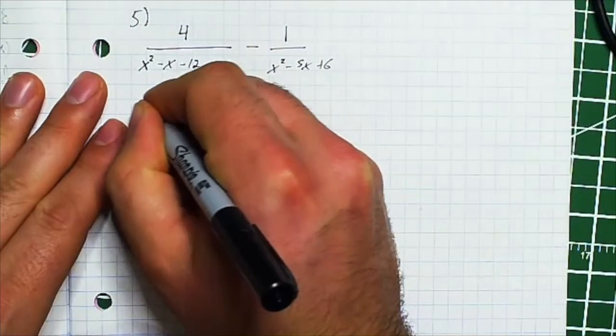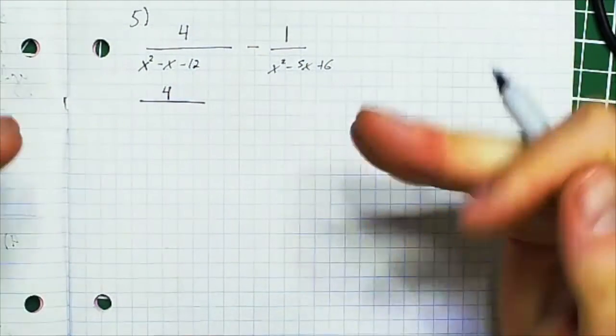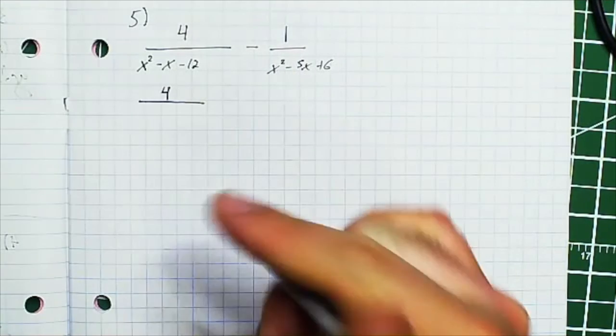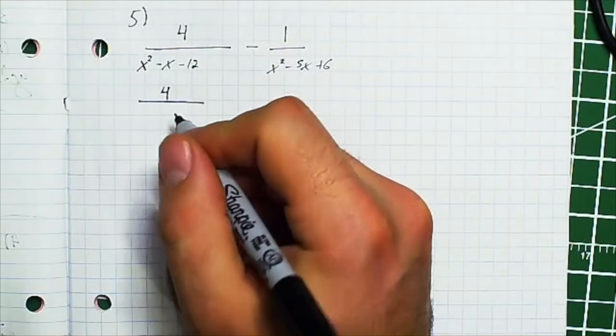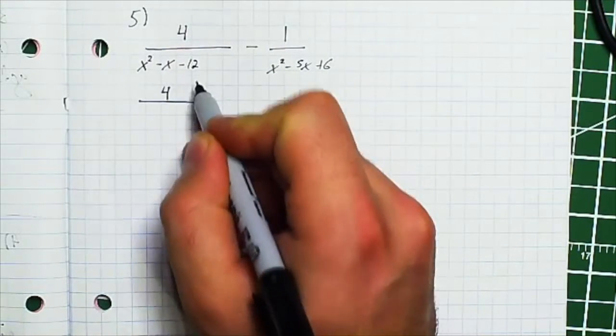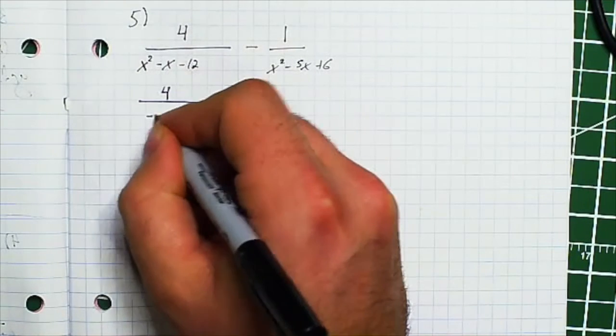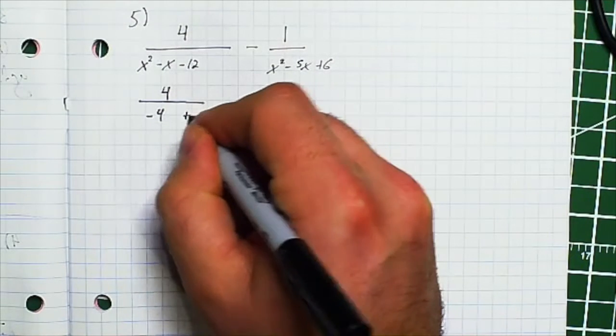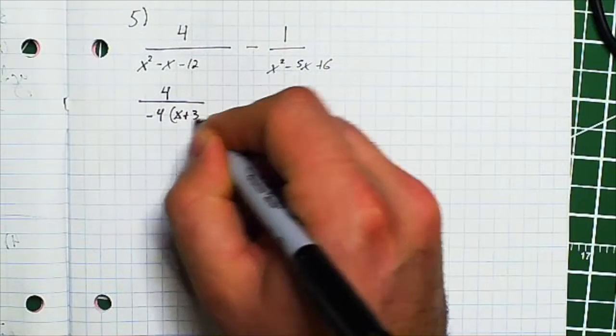And this is going to take up a lot of room, so I'm going to try and write this as neat as I can, but also keeping space conscious. So two things that add to negative 1 and multiply to negative 12 are going to be negative 4 and positive 3.